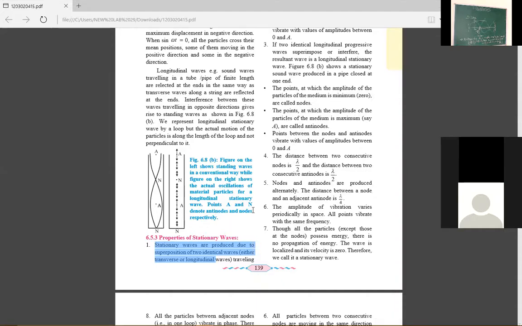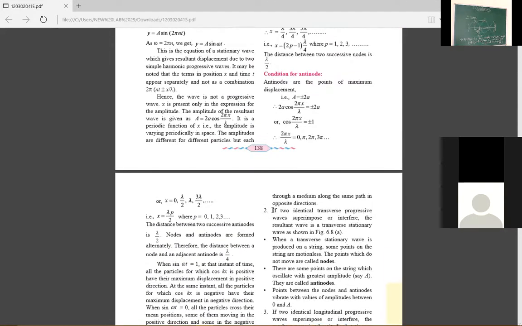Now, point number 2. If two identical transverse progressive waves superimpose or interfere, the resultant wave is a transverse stationary wave. It is a very simple concept. मतलब क्या बोला है उसने, अगर दोनों वेव ट्रांसवर्स वेव हैं, तो जब वे एक दूसरे को interfere और superimpose करेंगी, तो उसके बाद भी वो ट्रांसवर्स वेव ही रहेगी. ऐसा नहीं होगा कि they are going to convert into longitudinal wave or some other wave. When the wave is transverse, the resultant will also be a transverse wave. Okay.